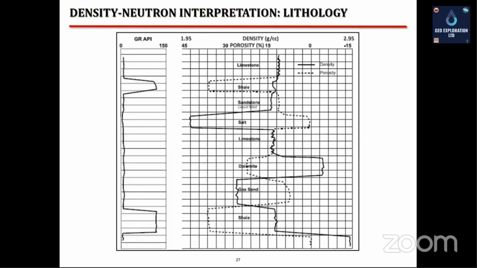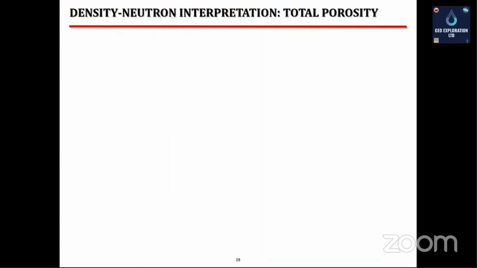You can see that a shale will have a high density and high porosity. However, a salt exhibits lowest density and very low porosity. Carbonates, on the other hand, have medium to high density and medium porosity. Sands will have a medium density and porosity. However, their densities will be suppressed in the presence of a hydrocarbon, especially gas, as gas has very low density. Density neutron interpretation, total porosity.